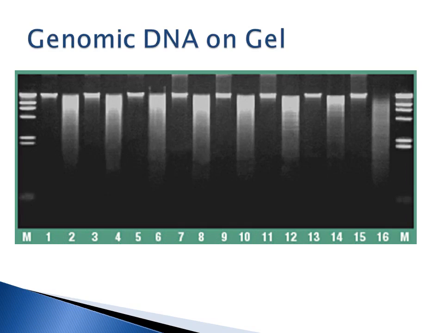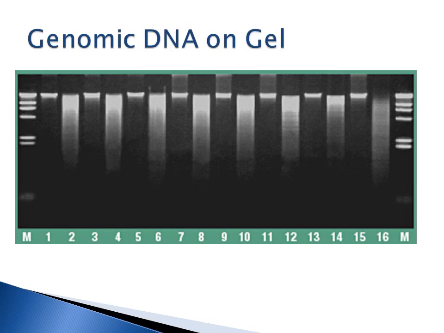This is an example of genomic DNA run on an agarose gel. On the very left and the very right, you have your molecular weight markers. All of the odd numbered lanes, 1, 3, 5, is genomic DNA. You can see one nice bright band, and it doesn't run very far on the gel. The even numbered lanes, 2, 4, 6, 8, this is genomic DNA that has been digested.